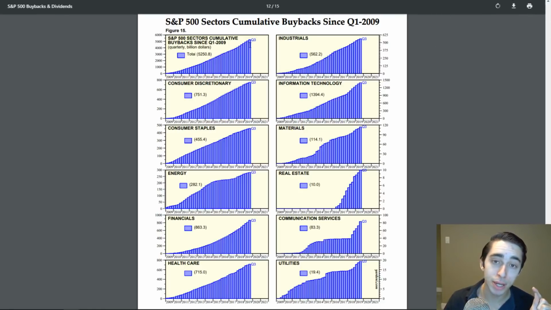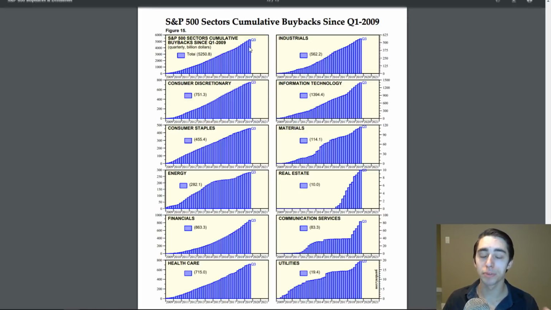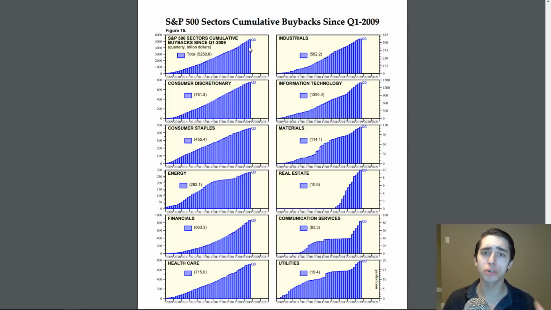You are going to see stock buybacks go down. You're going to see dividends go down. You are going to see the overall asset bubble, this 30 to 40 trillion dollar market.